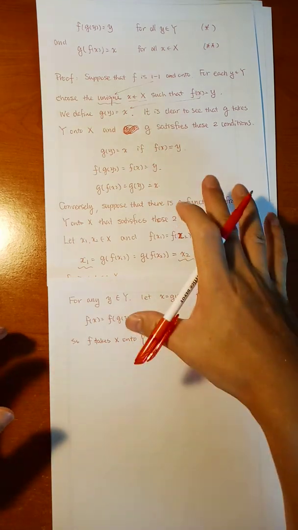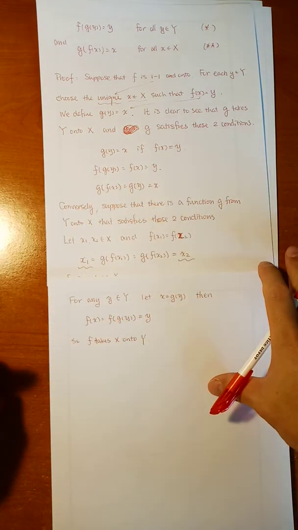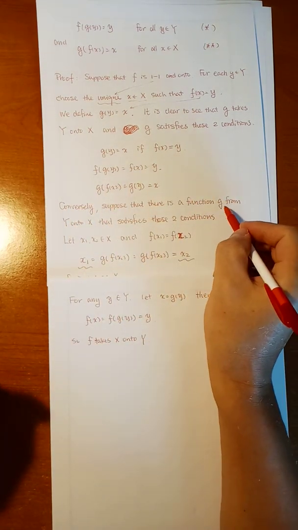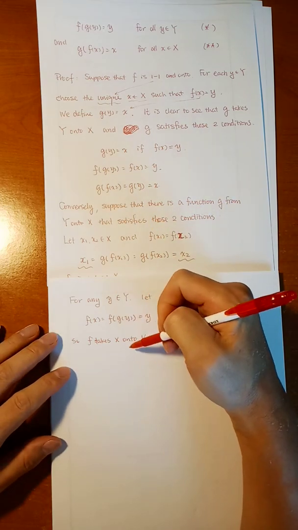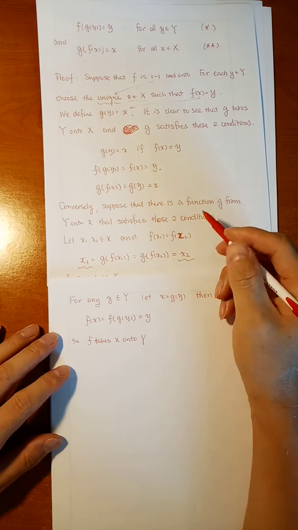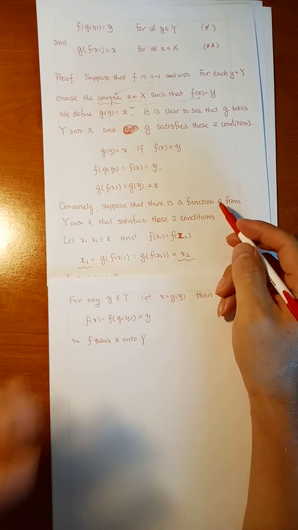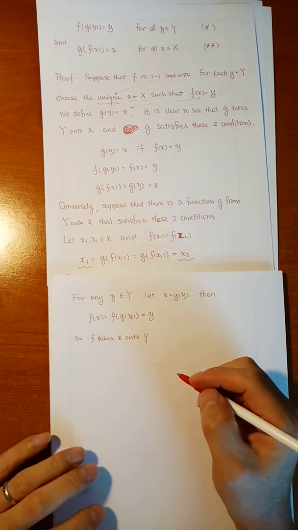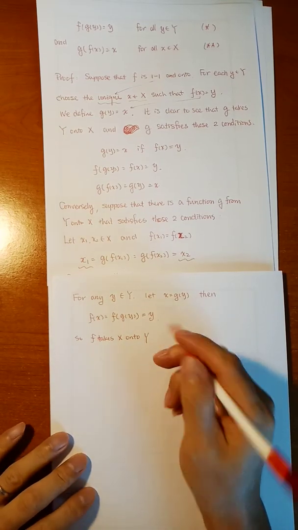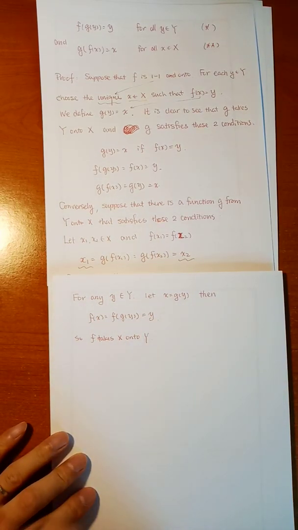Well, so this condition is the converse. Whenever you have such a g, you can prove f is 1 to 1 and onto. And you also need to show this g is unique. So next we assume g, and we want to show that there is a unique g.